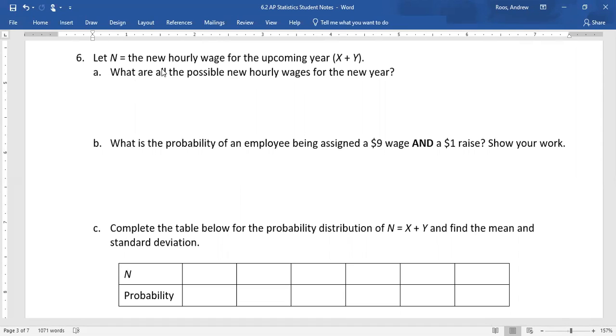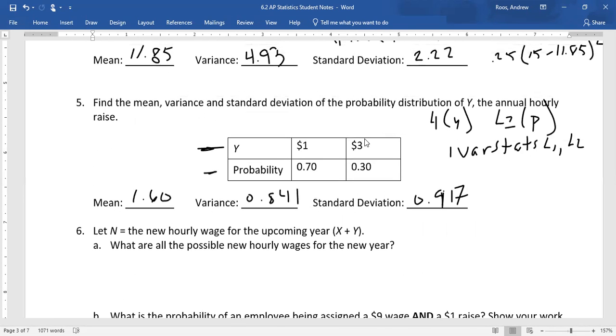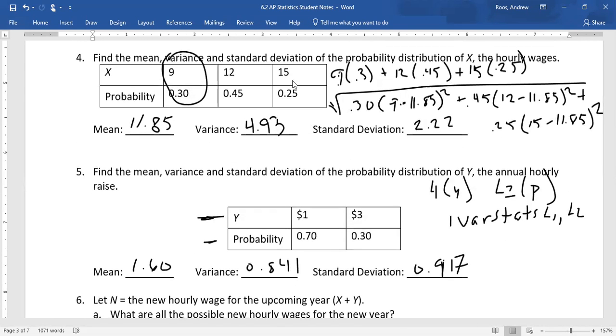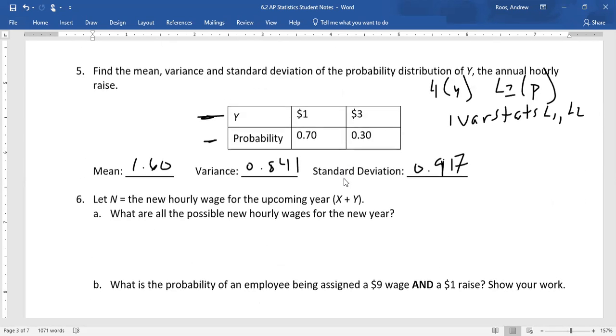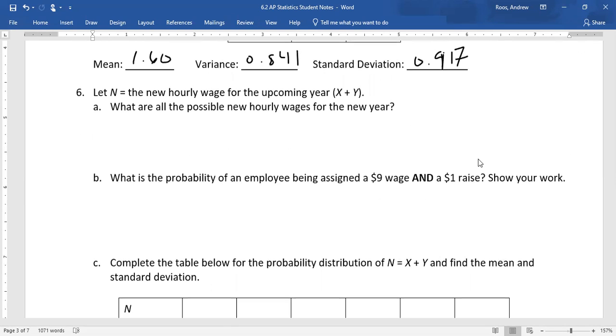Let n equal the new hourly wage for the upcoming year. So this would be X plus Y. What are all the possible new hourly wages for the new year? So here you're going through and just combining the different ways that you could combine the 9, 12, and the 15 with the 1 and the 3. Okay, so all possible new hourly wages. We could get 10, 12, 13, 15, 16, and 18.